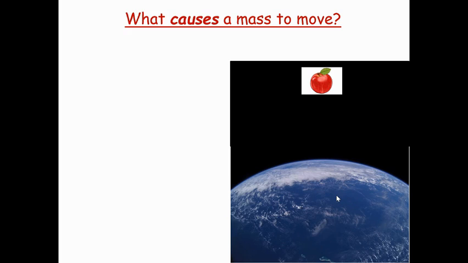Let's say that we have an apple some height above the earth. We know from experience that that apple would fall down, it would accelerate toward the earth. Well, what causes the mass of that apple to move? What causes masses within gravitational fields to be attracted?